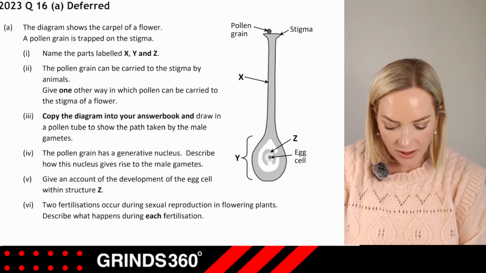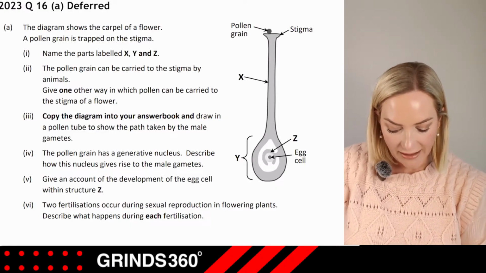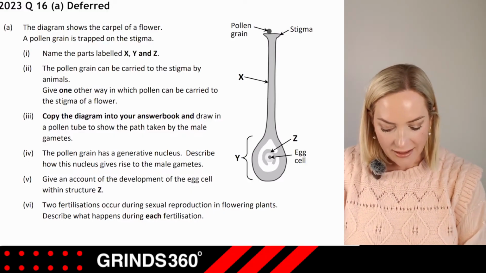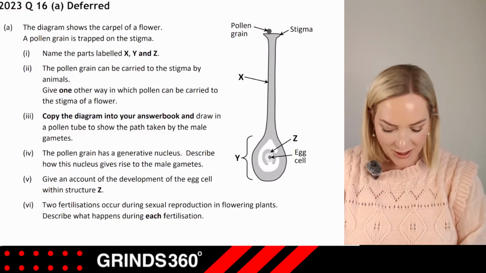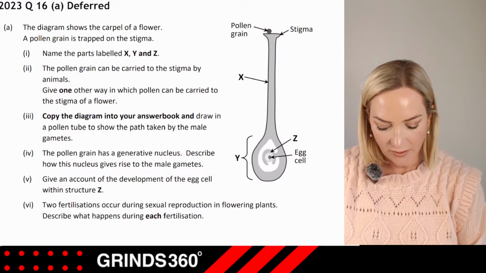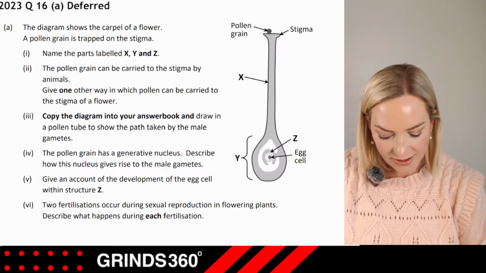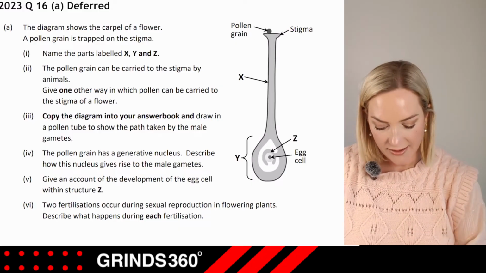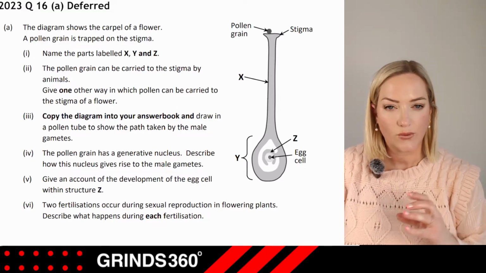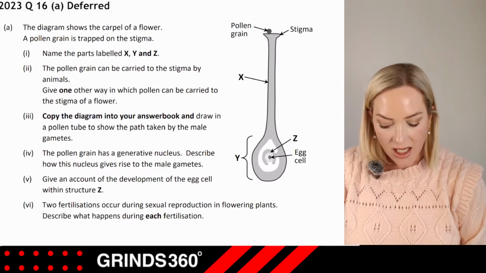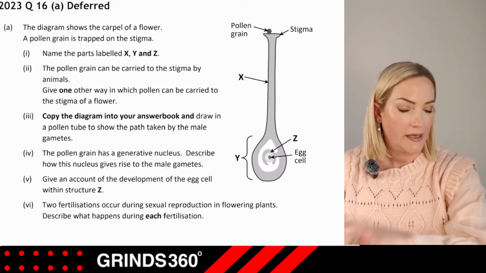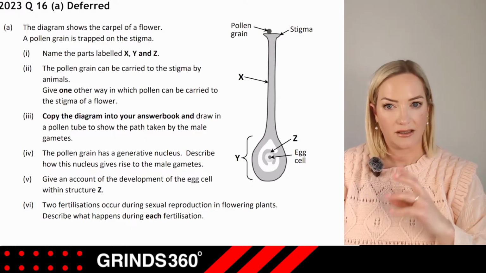Now this says give one other way in which pollen can be carried to the stigma of a flower. Copy this diagram into your answer book and draw a pollen tube to show the pathway taken by a male gamete. The pollen grain has a tube nucleus. Describe how this nucleus gives rise to the two male gametes. Give an account of the development of the egg cell within structure Z. So that's the question we answered previously. So here's the rest. I did say before, usually they ask after male gamete formation or female gamete formation, they ask about the double fertilization.